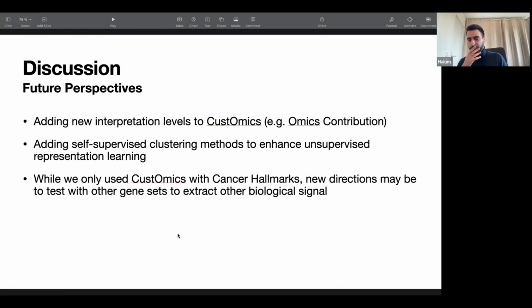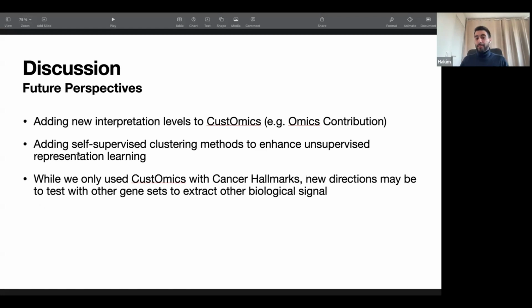Some future perspectives of CustOmics would be first to add some new interpretability levels. For example, the omics contributions, which are not considered in this study. For example, we could see in a future version of CustOmics that for this prediction, the CNV are actually contributing more than the methylation, etc. Here, the histopathology slide is the one bringing the highest contribution, etc.